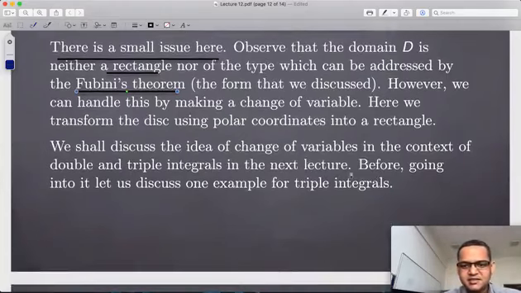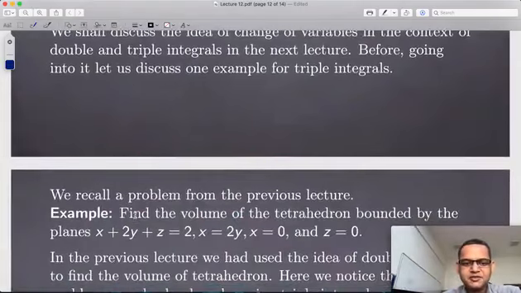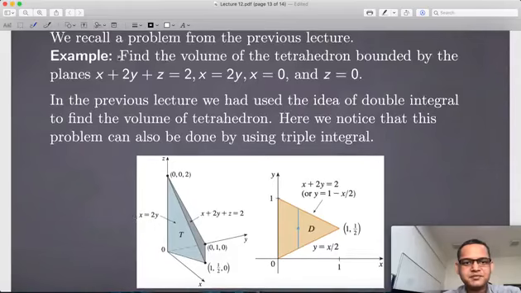As I said here, we have not discussed an example of a triple integral in the form of Fubini's theorem which we just discussed in the beginning. So let me just give you one example. In fact, I am just going to recall an example from the previous lecture. So you remember we had this question: find the volume of the tetrahedron.